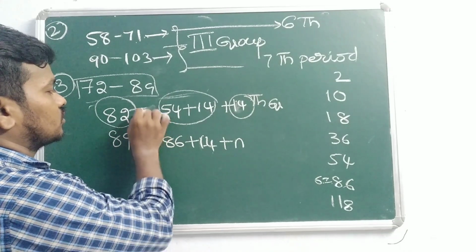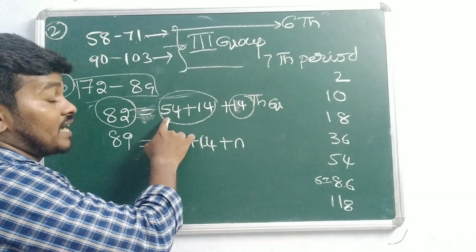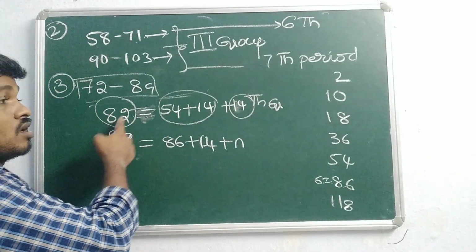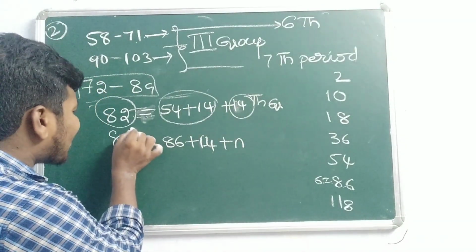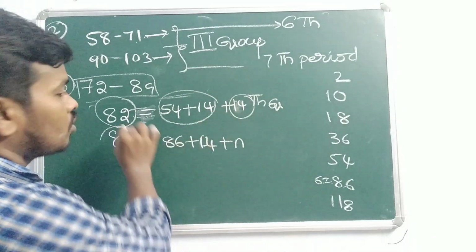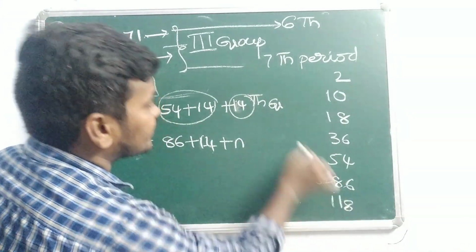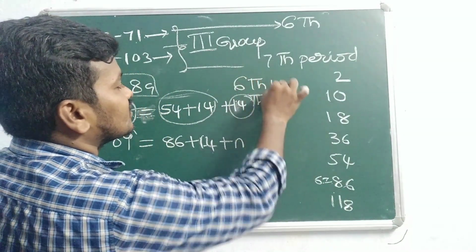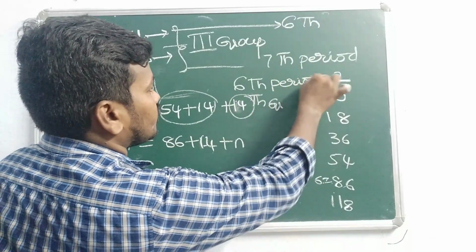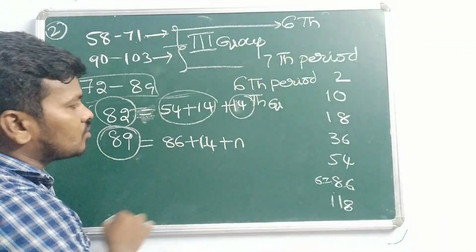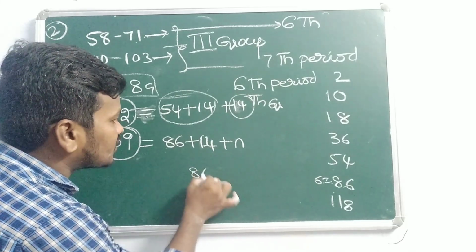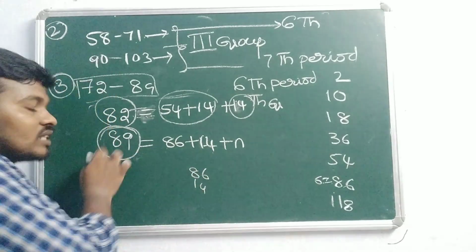Otherwise you can do it like this also: just add noble gas plus 14 and subtract, and you can get the 14th group. Now in this case, given atomic number 82, what comes after 82? 86, so it belongs to the 6th period. What about 89? The given atomic number is 89, but if you add 86 plus 14, it is going to be more than 89.